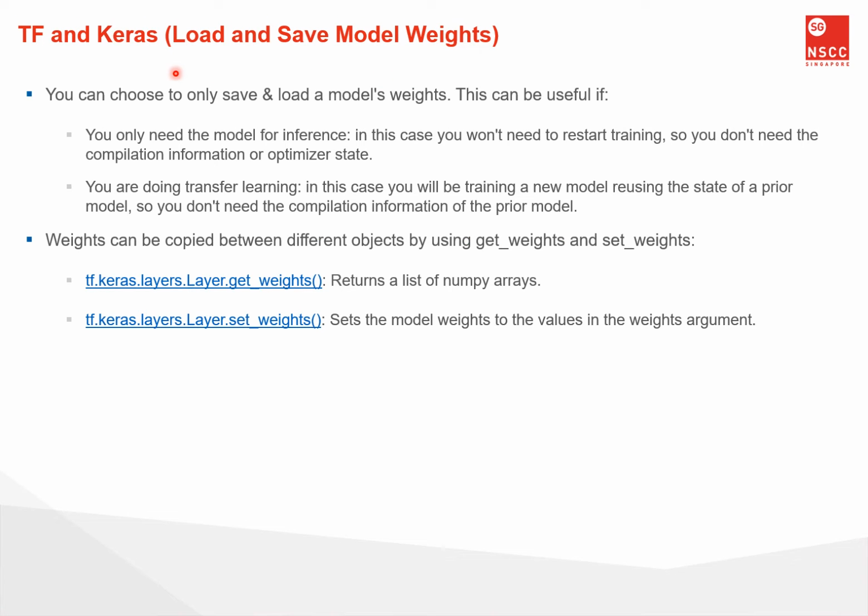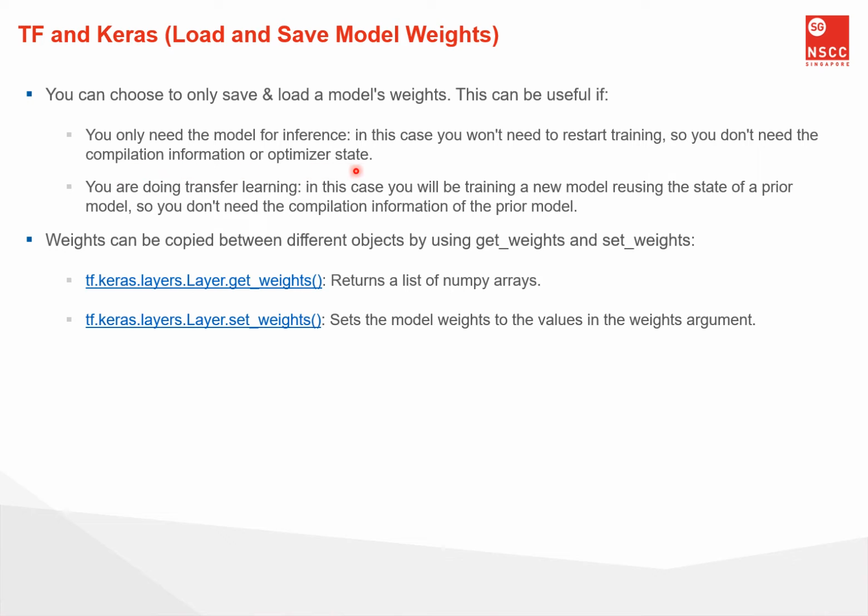And to continue on, we can also just save the weights without the configuration. If you choose to only save the model weights, this can be useful. For example, if you have the code and you just want to retrieve the model and build it from the weights alone, you can do this and you do not need to restart the training. So you don't need the compiler information or the optimizer state. You just want the frozen model, right? You don't update it anymore. So you don't need that additional information.